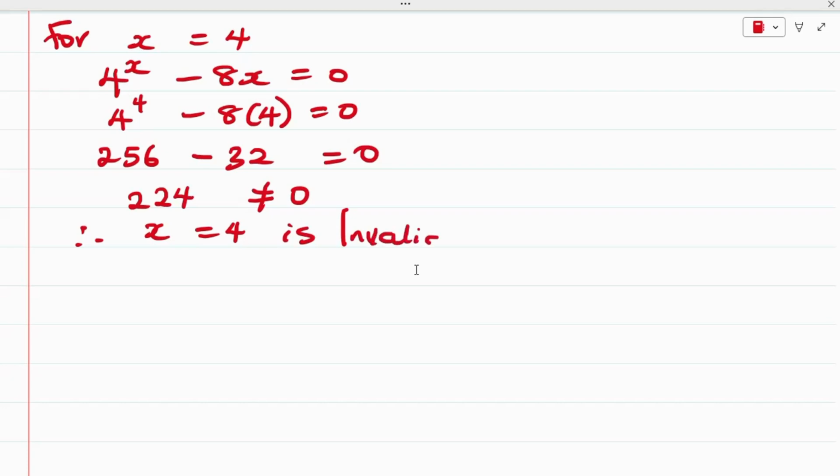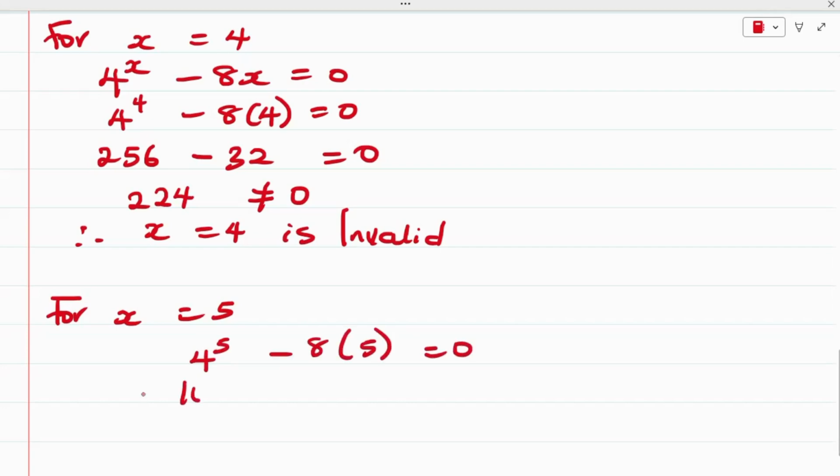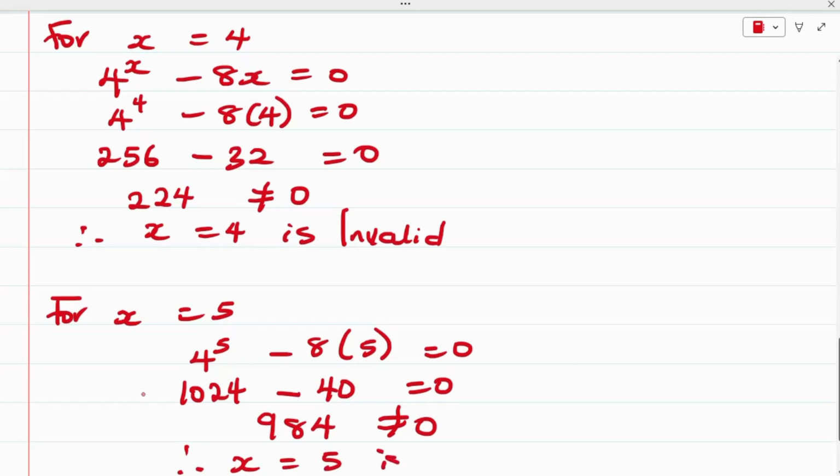So I said I'm going to test up to 5. So let's test for x equals 5. We have 4 raised to the power of 5 minus 8 into 5, which is equal to 0. 4 raised to the power of 5 is given as 1024, minus 8 times 5 is 40. Subtracting this, we have 984, which is not equal to 0. So therefore, x equals 5 is invalid.